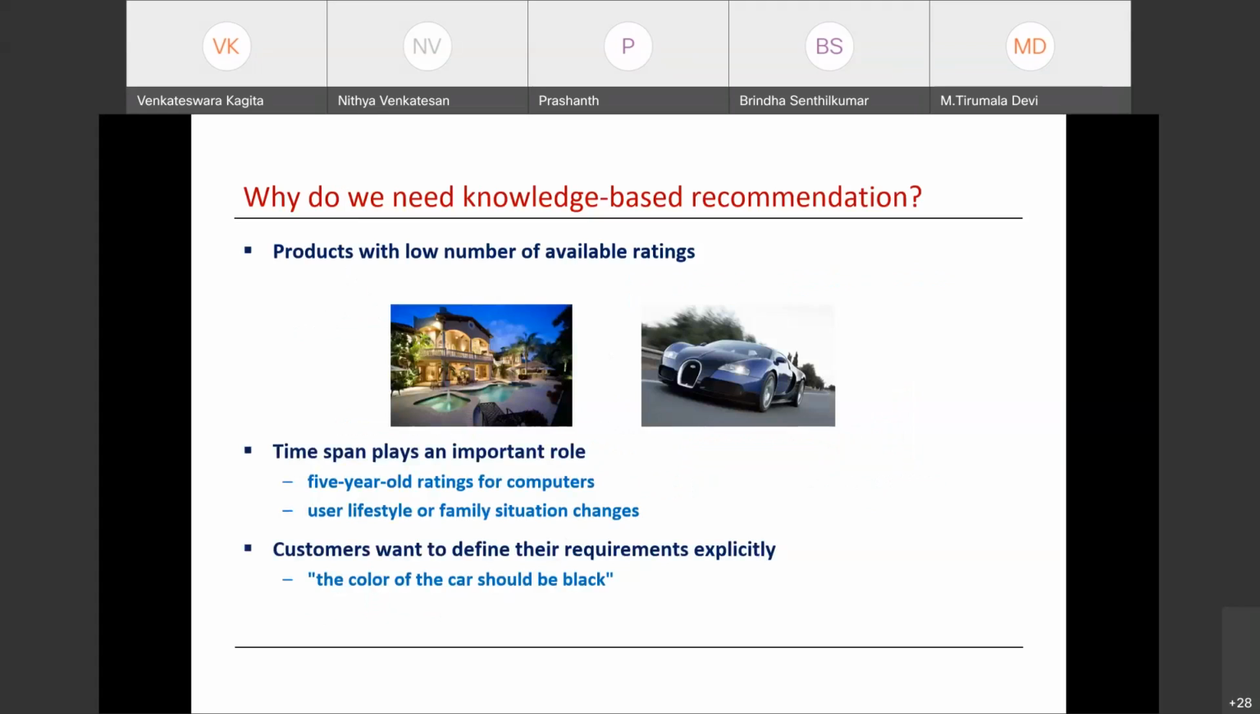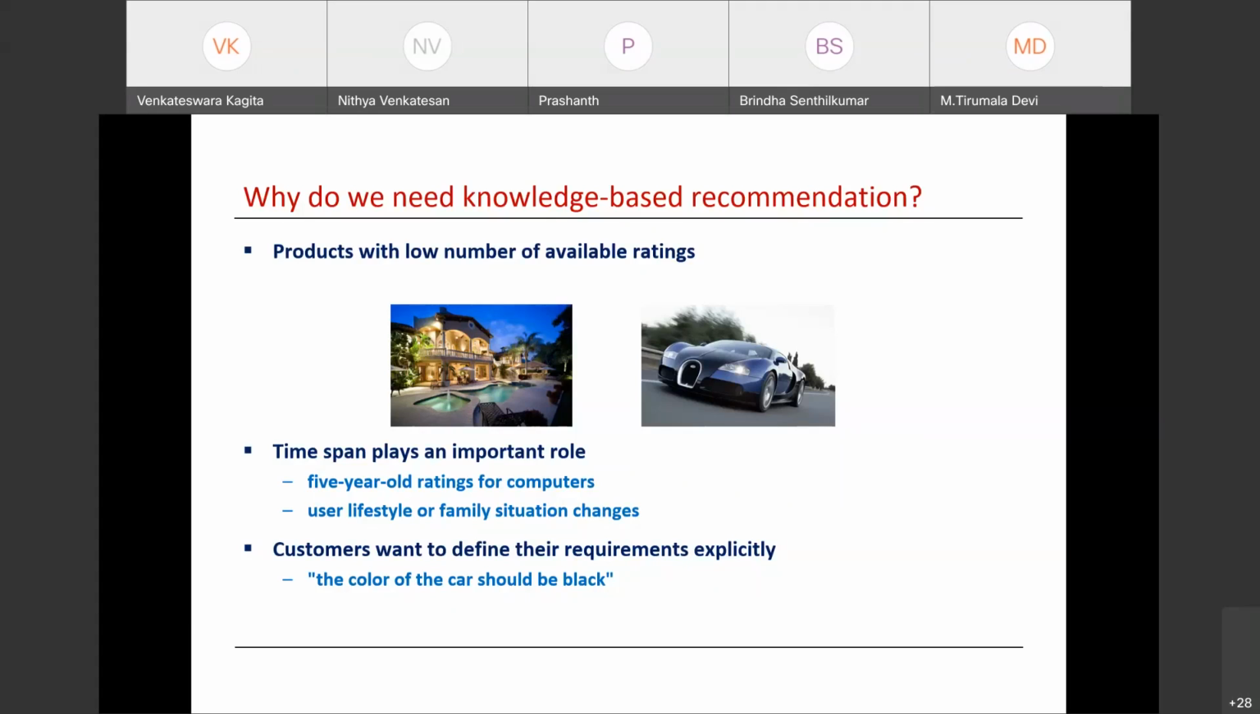Because of products with a low number of available ratings. The collaborative filtering technique works based on the ratings, and in general we consume the items but we don't rate them. This may happen with any one of you, even with me. I order items but I never rate them. So there are products with very low numbers of available ratings. And the time span plays an important role. For example, your requirements 5 years back may be different from your requirements now. 5 years back, your family situation may be different from now. Therefore, your requirements may be changing.